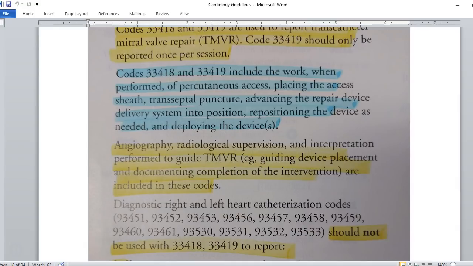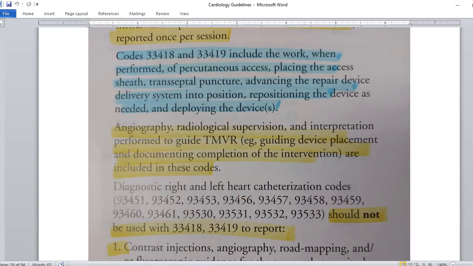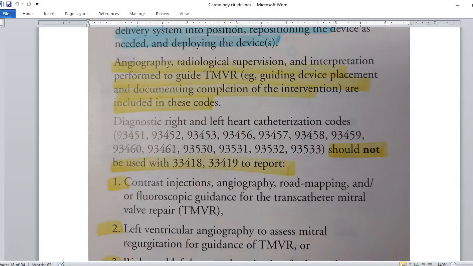Also, angiography, radiological supervision, and interpretation performed to guide the TMVR are included in these codes. So again, just like for our aortic valve, the mitral valve is going to include getting to the area by whatever means they would like, whatever approach they're going to use. It includes all of the radiological imaging and supervision. Now, again, they remind us the diagnostic right and left heart catheterization codes should not be used with 33418 and 33419.